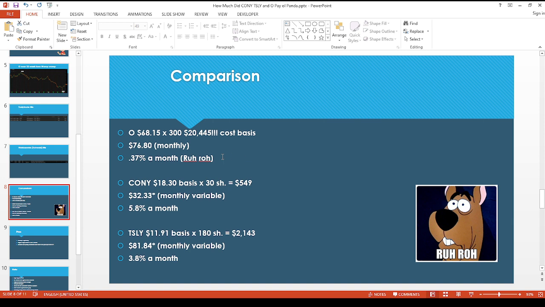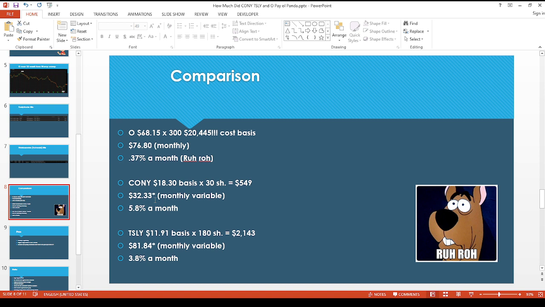Do I want to keep this around when, just look at CONY. I only have 30 shares, and that set me back less than 550 bucks. But already, it's almost $32.33 a month, and that comes out to 5.8% a month. Not 5.8% a year, 5.8% a month.